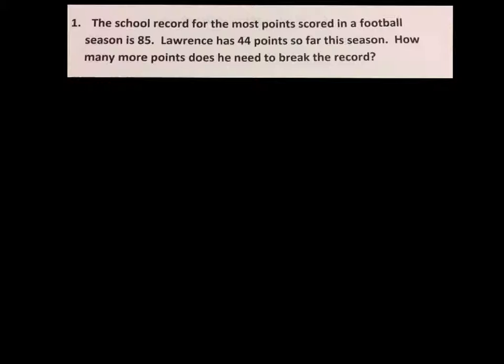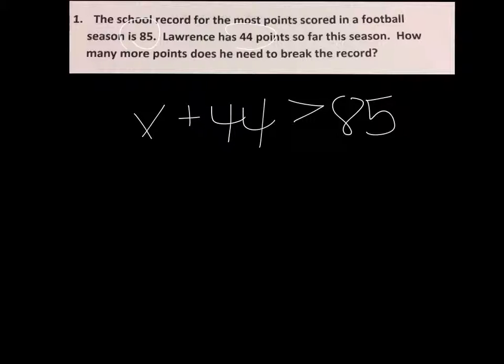So I know he has to have 85 to break the record, and it does not say tie. So I know that he needs to be greater than 85. Now he already has 44 points. So x plus 44. So what this represents, x, the amount of points he still needs, added to what he already has to be greater than 85. Not an equal to, because it didn't say tie the record, it said break it. To solve it, I'm going to subtract 44. That's my inverse.